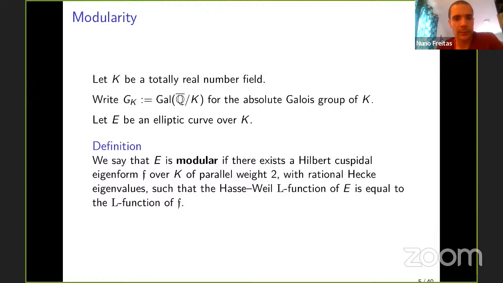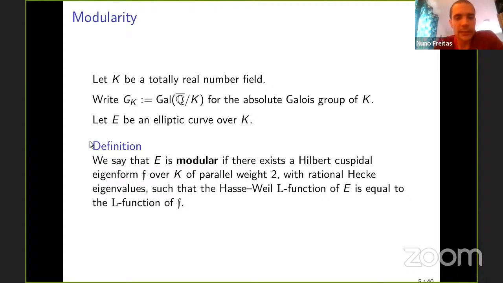So let's go back one step and say what we mean by modularity of an elliptic curve. So we're going to take K to be a totally real number field. So this will be a constant during this talk. K is a totally real number field. G_K will denote the absolute Galois group of K. And then E will be an elliptic curve over K.